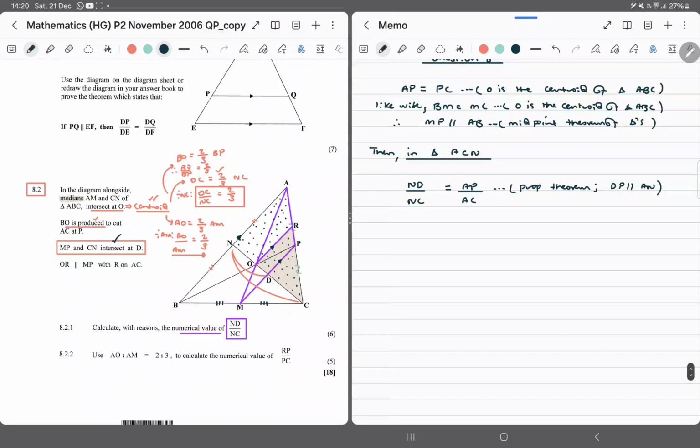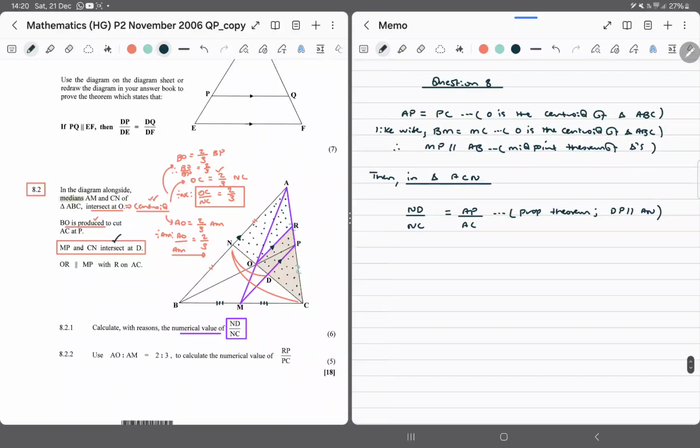Okay. Now, what did we say, guys? Let's just do it. We can say this implies that ND over NC is equal to AP over PC. Now, what did we say? This AC is nothing but AP plus PC. We need to show that.